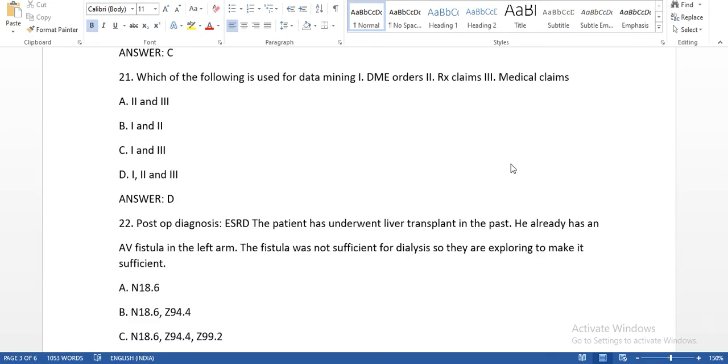So here, 21st question. Which of the following is used for data mining? 1. DME orders. 2. Prescription claims. 3. Medical claims. So here our answer is D. For data mining, we use all orders like DME orders, prescription claims and medical claims.